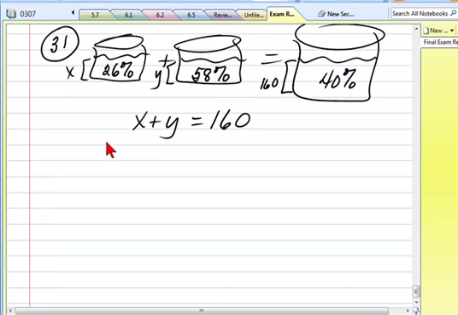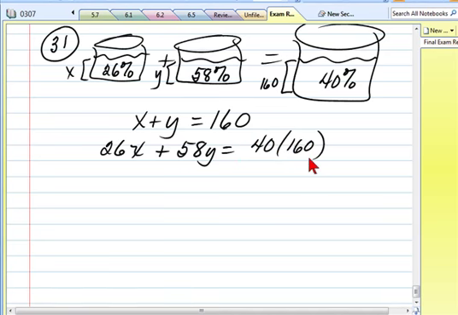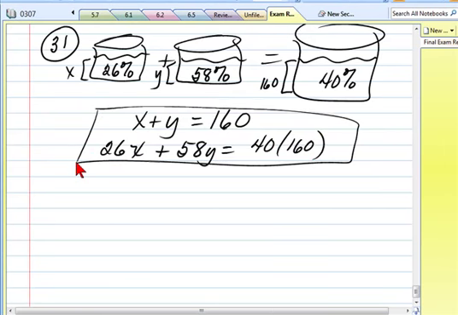It's going to be 26x plus 58y equals 40 times 160, and you don't need to multiply that out to get credit. You can leave it just like that. There's your system. I am not going to take time to solve it because you don't need to.